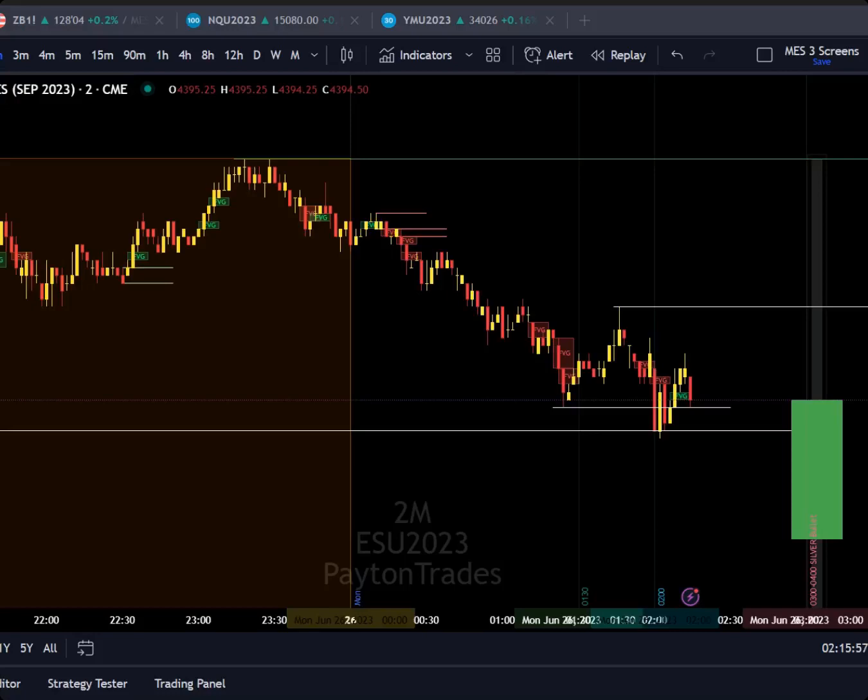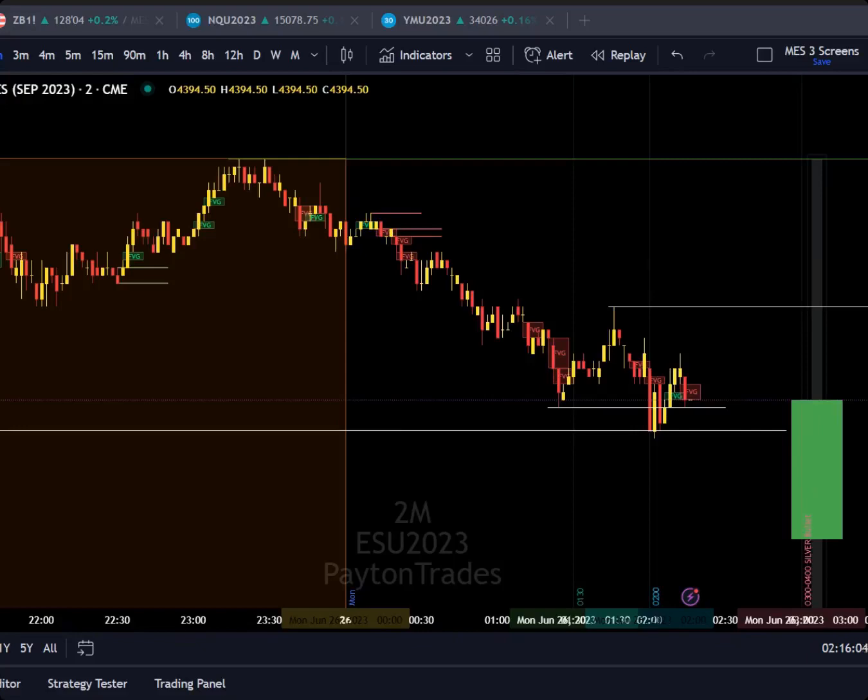This is called tape reading, candle watching, reading price action. You have to watch the candles. You have to learn the characteristics of the candles. It's the most time consuming part of it, but the most important, because the candles will tell you which direction price is moving in, where the algo is taking it.